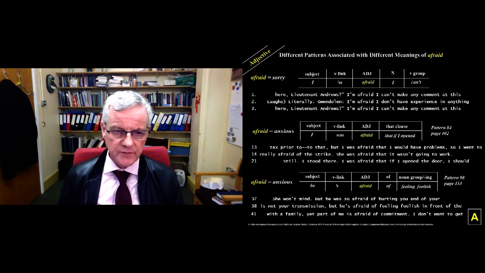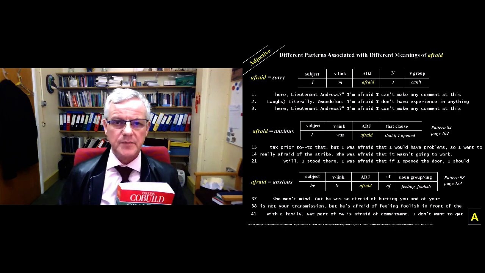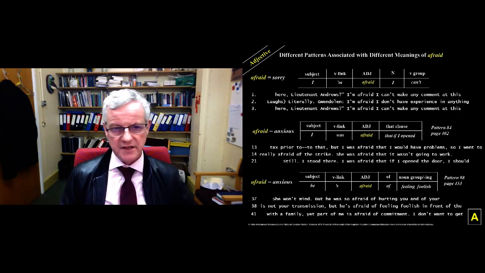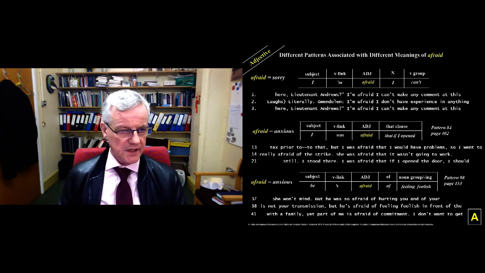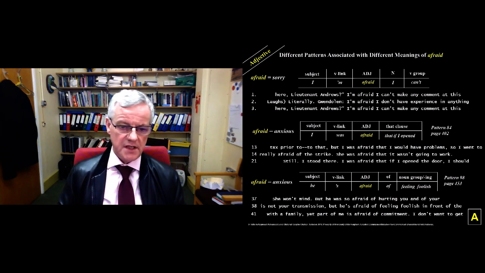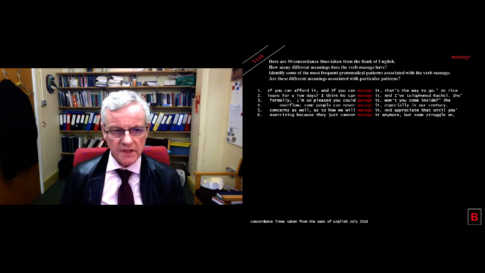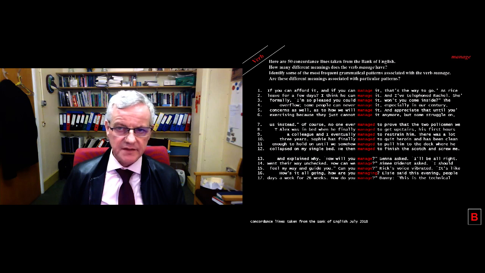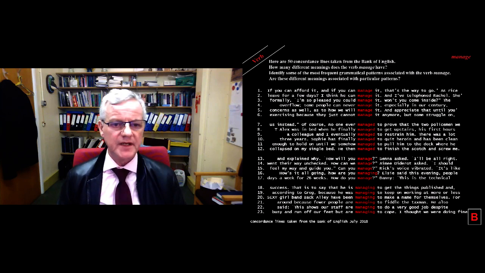And here you've got a slide which summarizes some of the patterns that we've found and also cross-references them to, in this case, the Collins COBUILD pattern grammar book 2, which looks at the patterns associated with nouns and adjectives. So I'm afraid I can't is the apology, whereas I was afraid that is moving to the anxious meaning. He's afraid of, she's afraid to. Again, the anxious meaning. Same sort of thing with manage. So we're hoping that each of these groups, although they're working on different data and different word classes, are going to be largely finding the same basic principle.